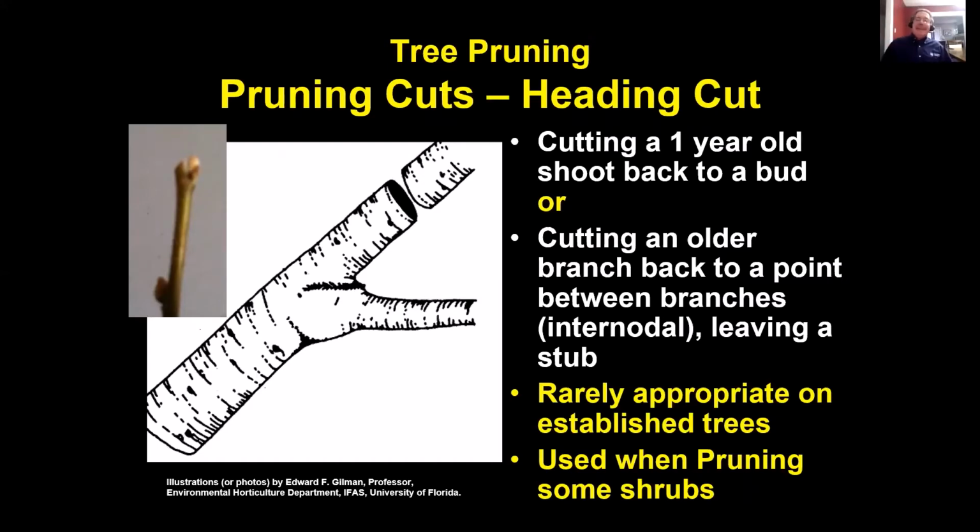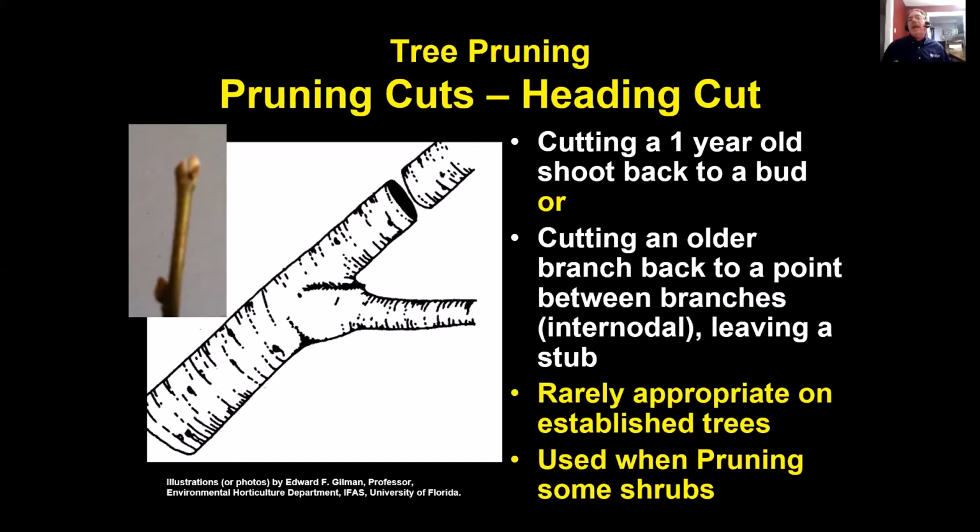So the first is a heading cut, and a heading cut is really described two ways. It's back to a bud on a 1-year-old shoot. So a very fine twig, and I do this on roses. I do this on a lot of shrubs. You could do this on young trees. Prune back to a bud. You can redirect growth by which bud you select.